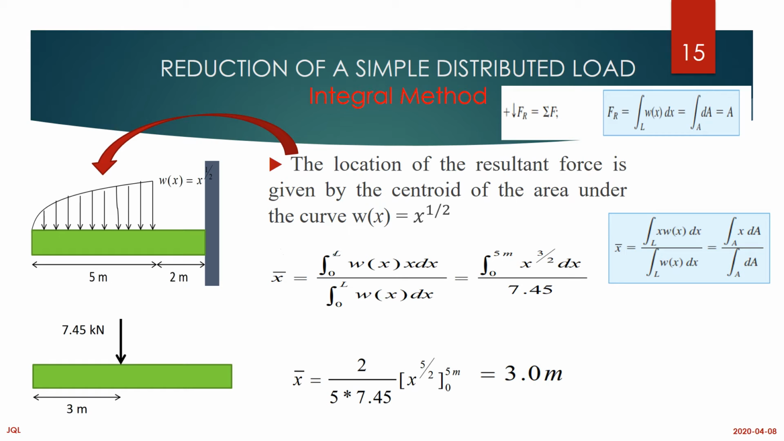This is just an example. The location of the resultant force is given by the centroid as given. We have the curve given, and we do our integration to find the location. This is the volume and this is the area. Remember, we find the area as the force itself, which is going to give us 3 meters. That's where you find the FR as the resultant force.